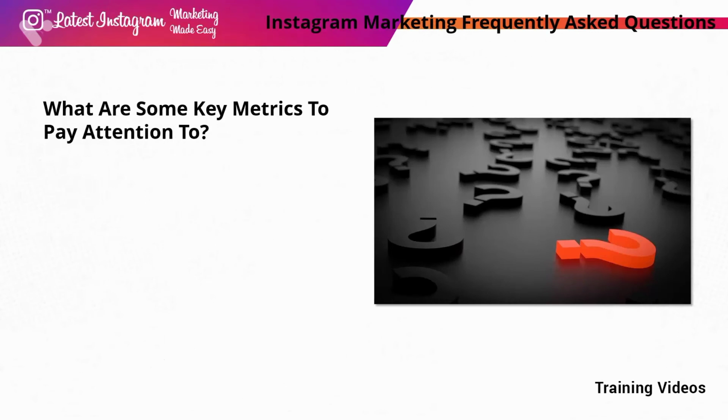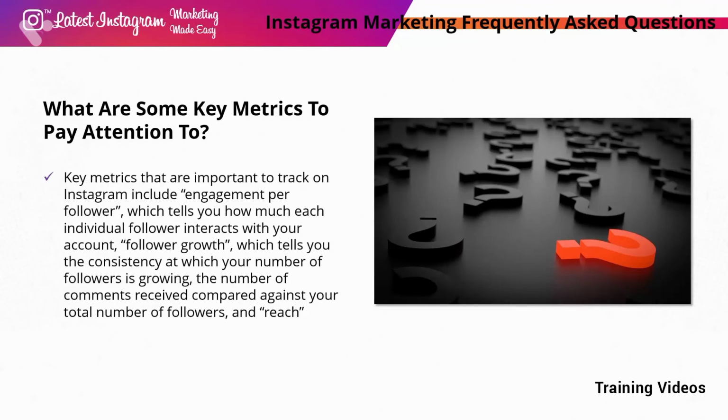What are some key metrics to pay attention to? Key metrics that are important to track on Instagram include engagement per follower, which tells you how much each individual follower interacts with your account. Follower growth, which tells you the consistency at which your number of followers is growing, the number of comments received compared against your total number of followers, and reach.